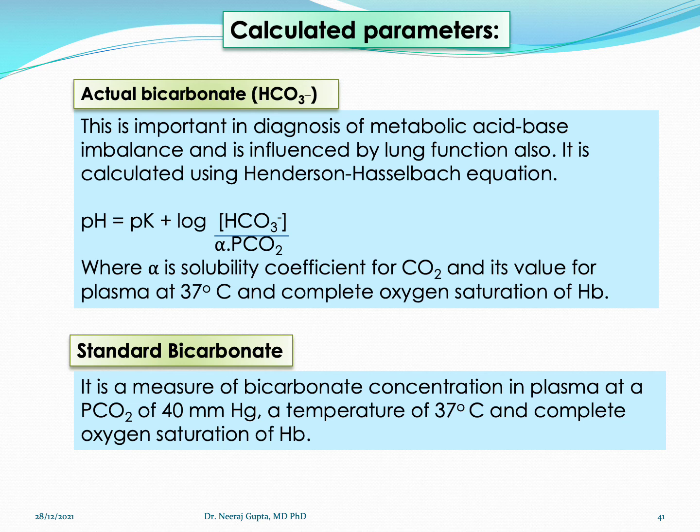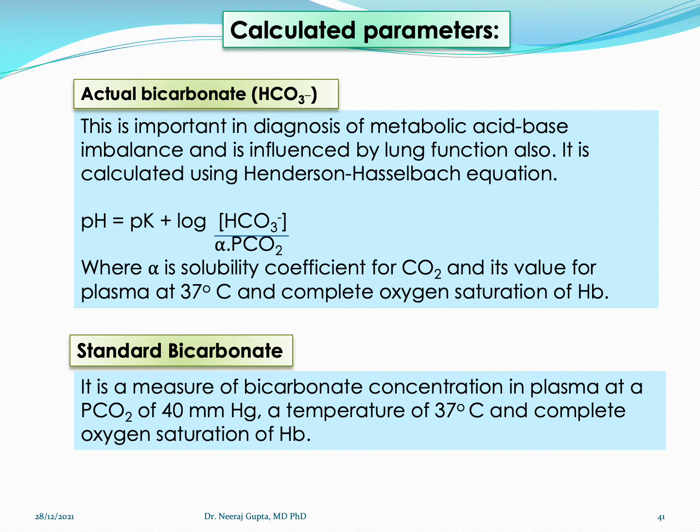Now there are some calculated parameters. Actual bicarbonate. Now this is important in diagnosis of metabolic acid-base imbalance and is influenced by lung function also. Now it is calculated using the Henderson-Hasselbalch equation, which we have studied earlier as well. So pH is equal to pK plus log of bicarbonate divided by alpha PCO2, where alpha is the solubility coefficient of PCO2 and its value for plasma at 37 degrees Celsius, and the complete oxygen saturation of hemoglobin.